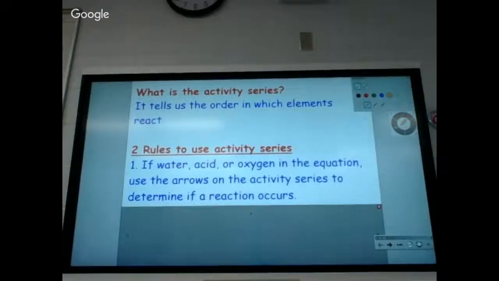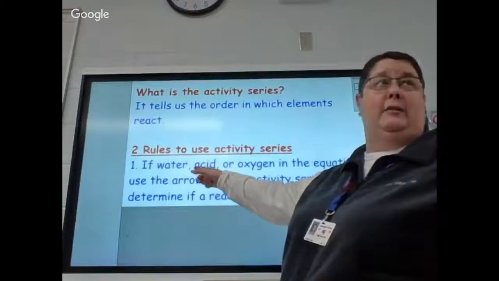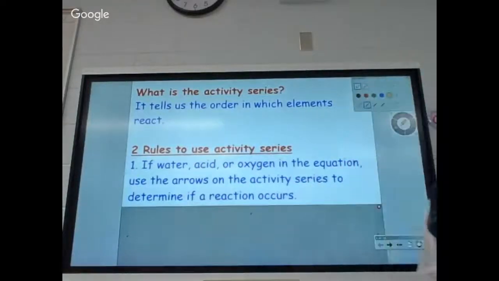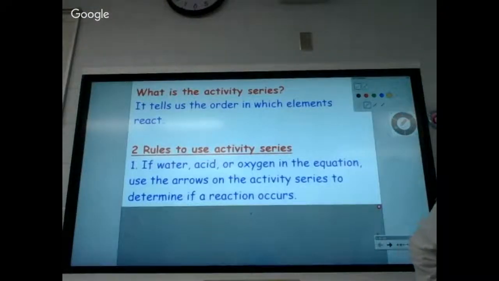Okay? The activity series has 4 arrows. 2 of the arrows go with water. 1 arrow goes with an acid, and 1 arrow goes with oxygen. So if any of those 4 compounds are in the equation, we're going to read this system of arrows to decide if the reaction occurs. Now, do all reactions have water and acid or oxygen in them? Of course not. So there has to be another way to read the activity series.